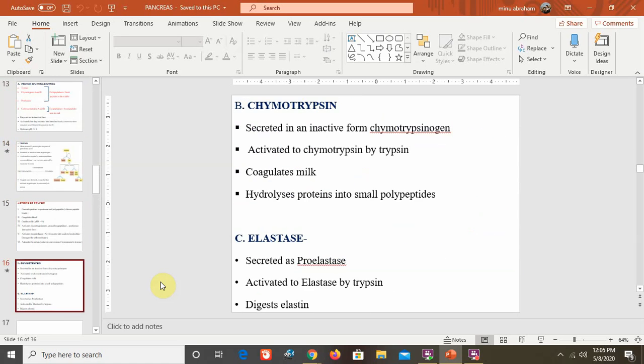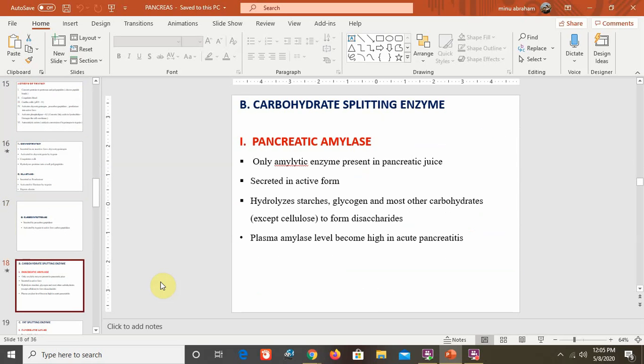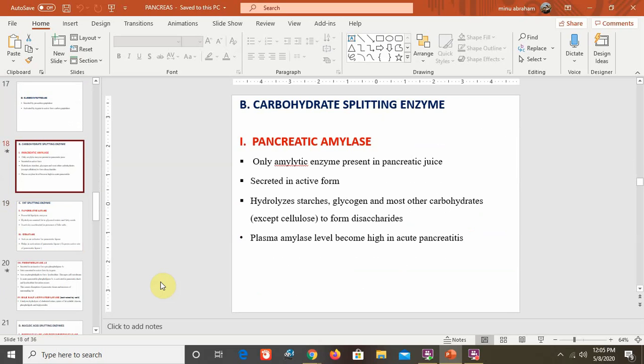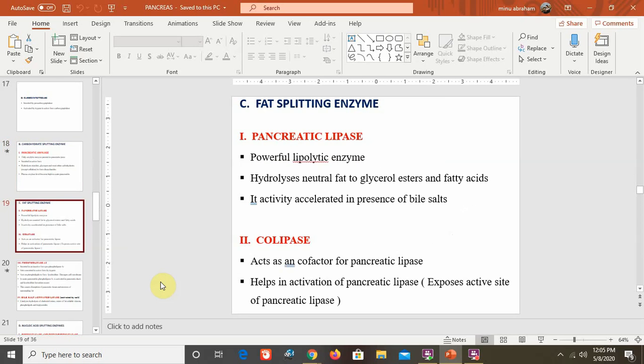Now the next one is the carbohydrate splitting enzyme, mainly pancreatic amylase. Pancreatic amylase is secreted in the active form, and the main function of pancreatic amylase is it hydrolyzes starch, glycogen, and other carbohydrates to form disaccharides. And normally the plasma amylase level will become high only in case of acute pancreatitis. So it is one of the tests which is used to find out whether a person is having acute pancreatitis.